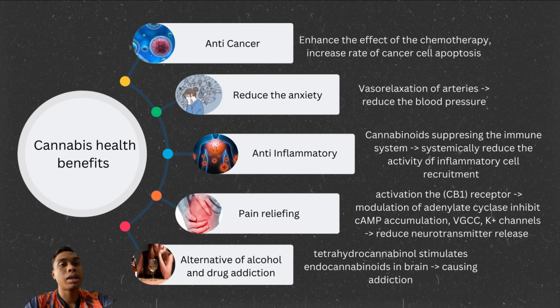The next part is the uses of cannabis. So these are cannabis health benefits. First one is anti-cancer effect. Cannabis was proven to increase the apoptosis rate and enhance the effect of chemotherapy. The next one is cannabis also reduces the anxiety level by reducing the blood pressure. Cannabis also has an anti-inflammatory effect by suppressing the immune system. Cannabis is also used to relieve pain by reducing neurotransmitter release in our body. And the last one is cannabis being used as an alternative to alcohol and drug use.